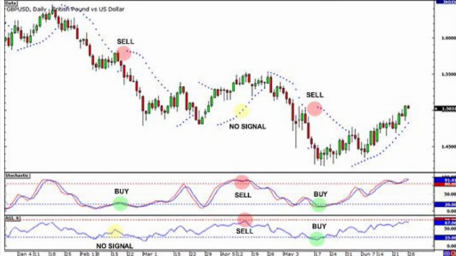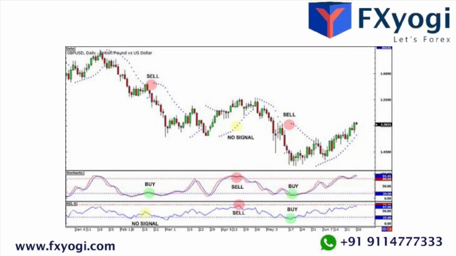Let's consider an example. In the chart below, you can see that the indicators could give conflicting signals. For instance, the parabolic SAR gave a sell signal in mid-February while the stochastic showed the exact opposite signal. Which one should you follow? Well, the RSI seems to be just as undecided as you are since it didn't give any buy or sell signals at that time.